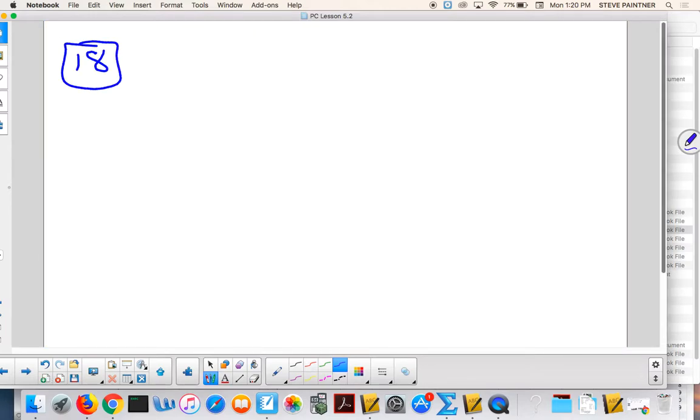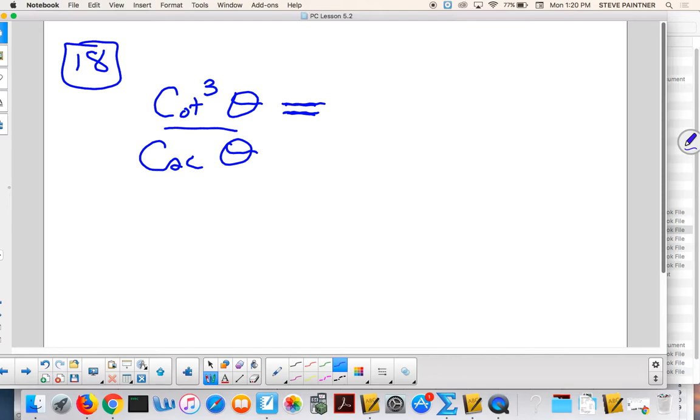Okay. Help me get that one going. Cotangent to the third theta over cosecant theta equals 1 minus sine squared theta over sine theta. Sine theta like that. Who got it? Eddie got it. Alec got it. Skylar got it. 3 people. Everett? Okay. Any one of you 4 want to say what you did?